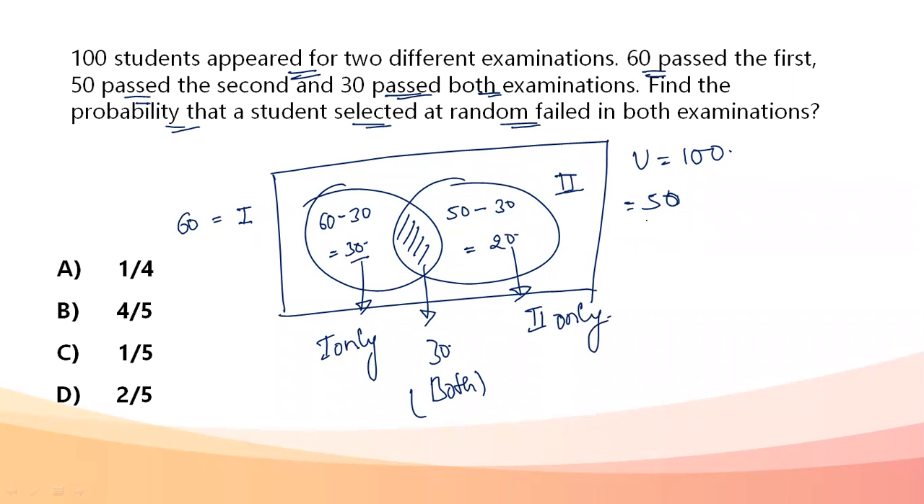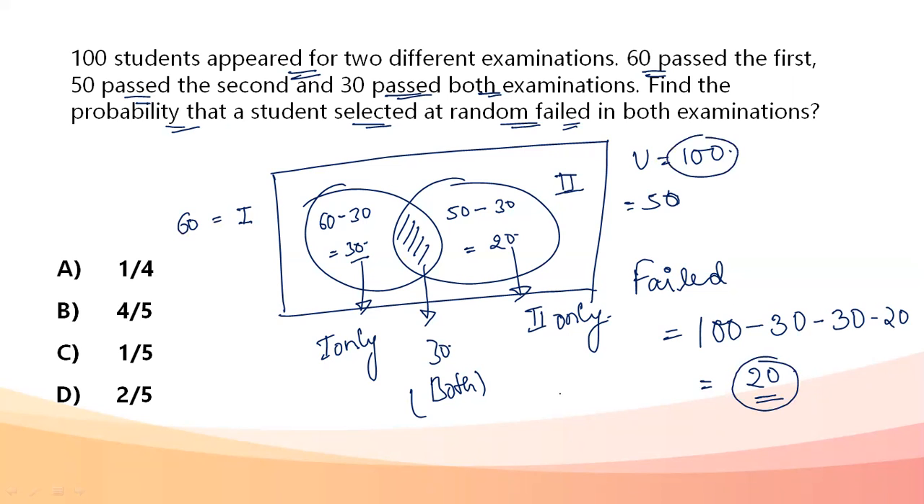Now, after this, they're asking me probability that a student selected at random failed in both the exams. So first I need to have those students who failed the examination. I will find that out by doing total number of students 100 minus those who passed in first only, minus those who passed in both, minus those who passed in second only. When I do this, I get value as 20. And this is going to be the students who failed in both the exam. After this, I have the number, I have the total number, I can find out probability. Probability becomes 20 by 100. That is 1 by 5. My answer is option C.